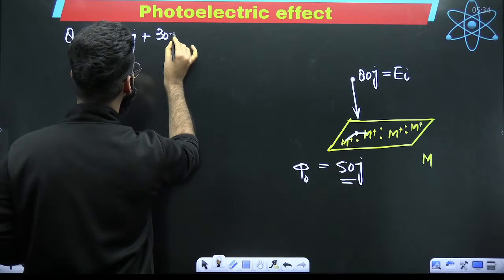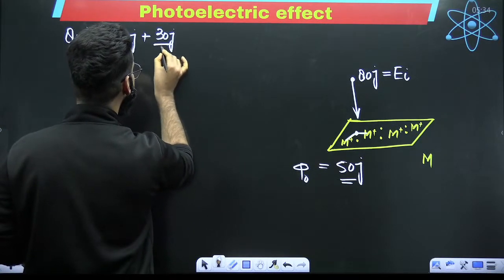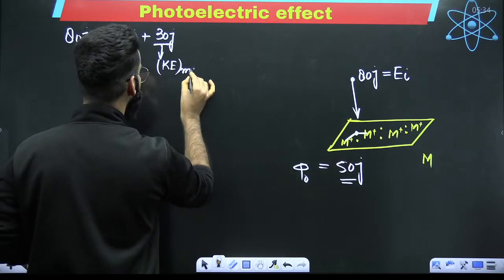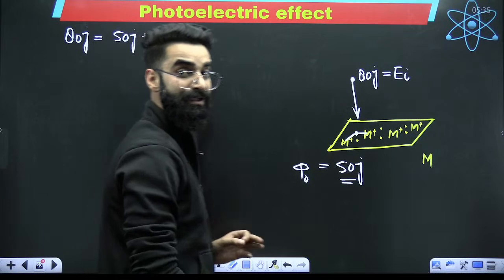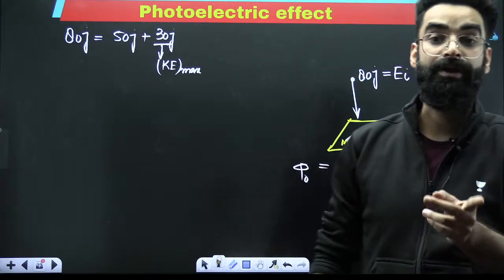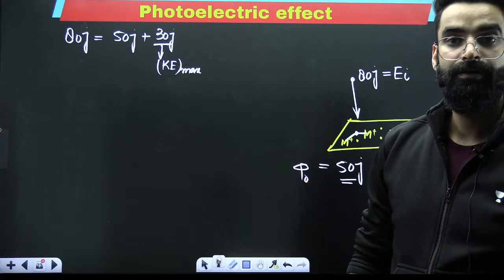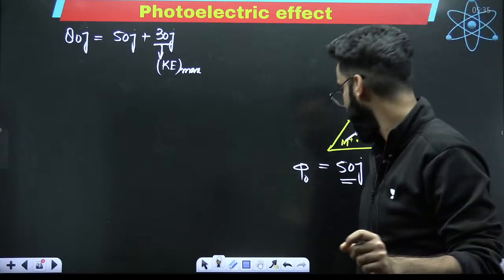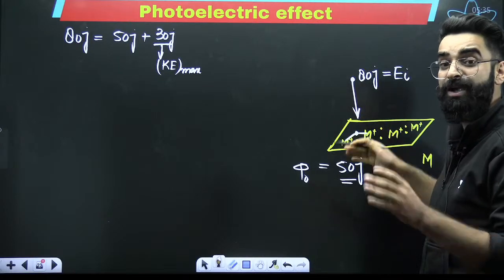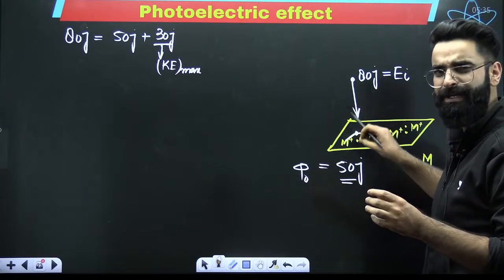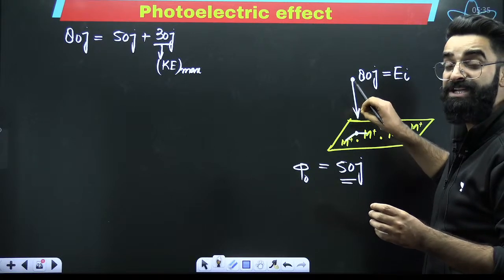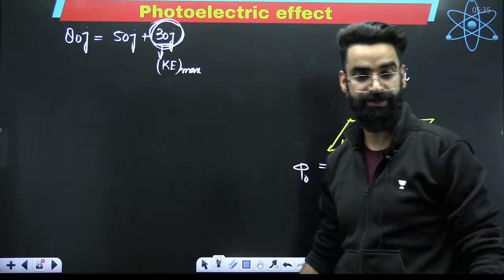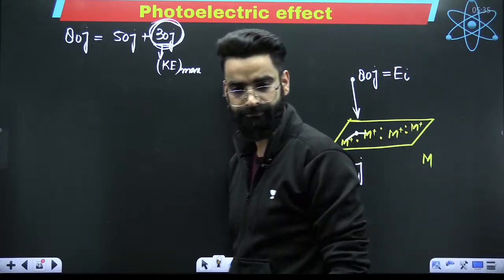This 30 joules is imparted to the electron in the form of its kinetic energy, right? So basically, out of 80 joules, 50 joules are required to take the electron out. Now the electron which got out will be moving at the cost of this particular 30 joules.